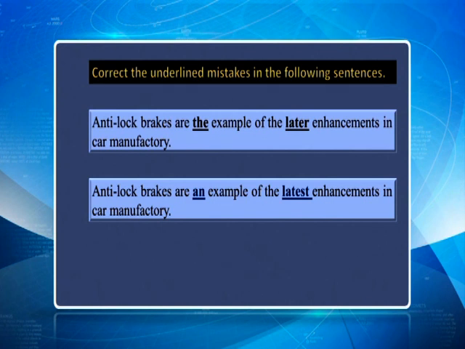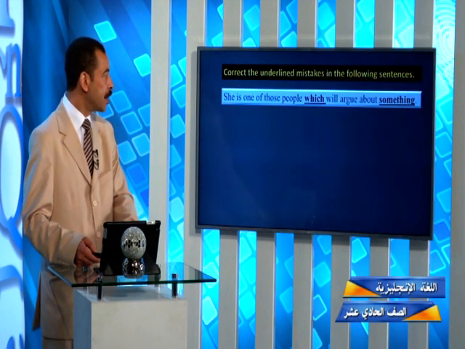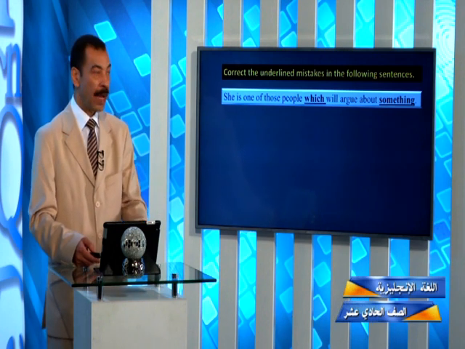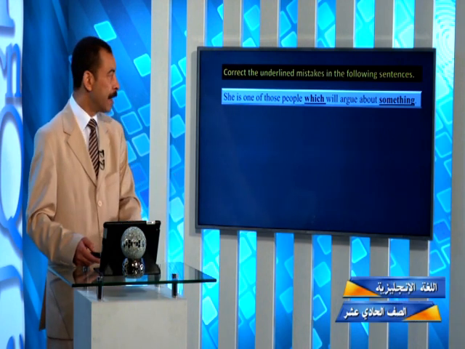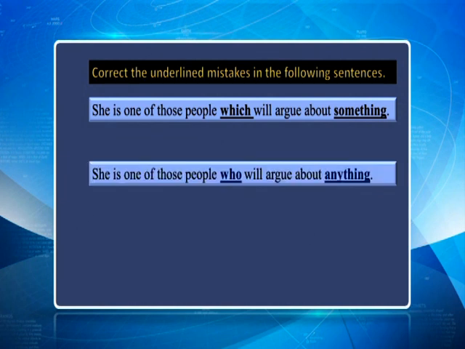Now, these are the types of mistakes that you will be asked to correct. Another one, she is one of those people which will argue about something. We have the word which is incorrect, and something is also incorrect. So instead of which, you should use who, because we are talking about people. She is one of those people who will argue about something or, yes, about anything. So she is one of those people who will argue about anything.